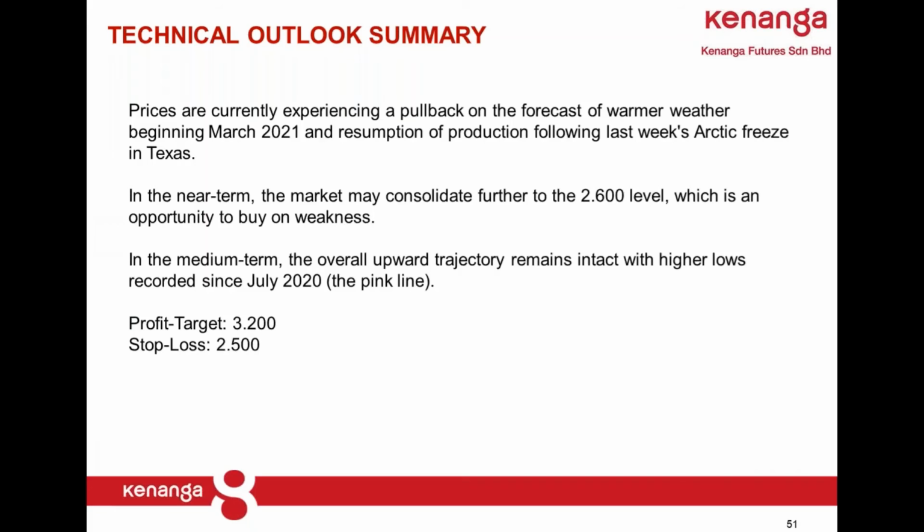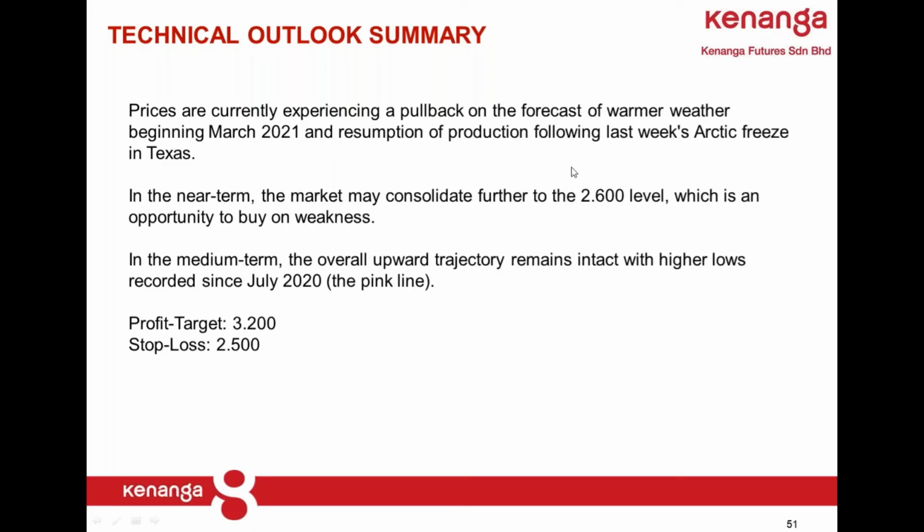In summary, on the technical outlook, price is currently experiencing some pullback. One of the reasons why is because prior to this there was a freeze in Texas that caused some disruption in production, and as the weather turns warmer after the Arctic freeze in Texas, price has started to have a downward pullback, and in the near term we expect the market to consolidate near 2.6 US dollars per MMBtu for natural gas, and in the medium term we have projected an upward trajectory.